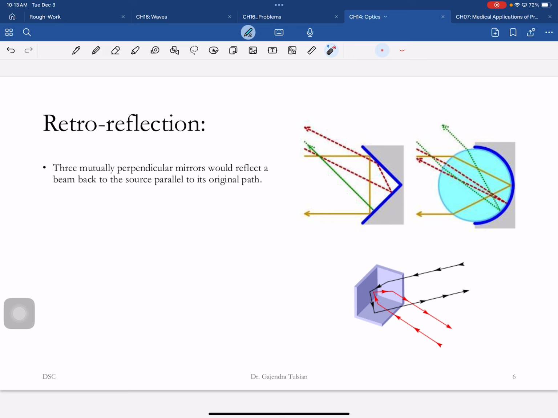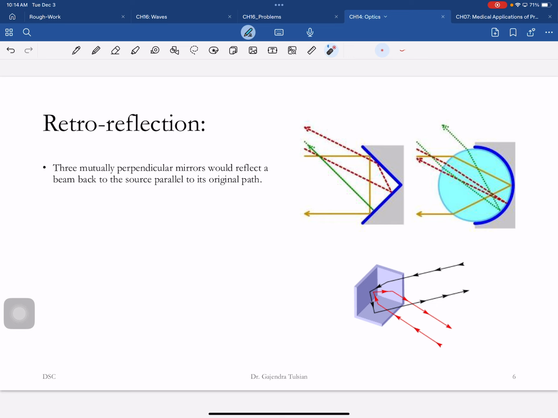Retroreflection. Retroreflection is the following phenomenon. If you have two mirrors that are perpendicular to each other, you send a beam of light like that, it'll reflect, and you see here is the reflected beam that is coming parallel to the incident light. Now, if you have three mirrors that are perpendicular to each other, you have to be careful with the angle of incidence. If you have three mirrors that are perpendicular, you can hit it anywhere and that beam will come right back at you.